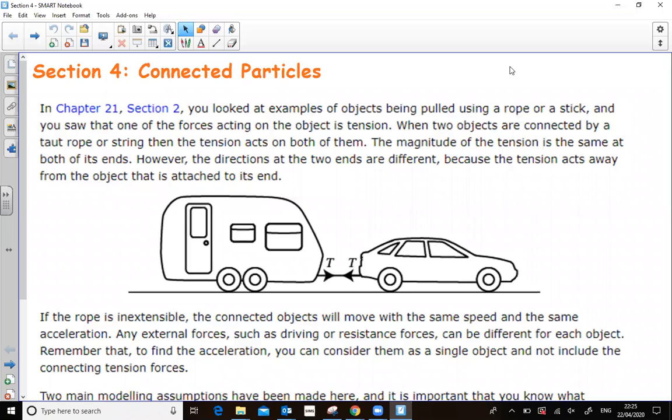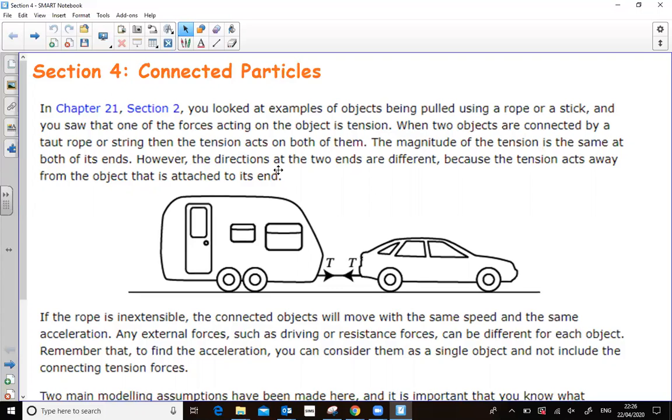Hello everyone, now let's look at section 4, connected particles. So in our previous chapter, section 2, you have looked at some examples of objects being pulled using a rope or a stick, and you saw that one of the forces acting on the object is tension. When two objects are connected by a taut rope or string, then the tension acts on both of them. The magnitude of the tension is the same at both of its ends.